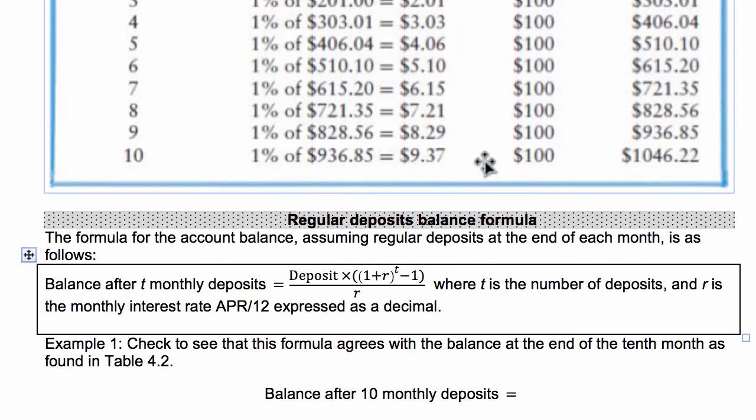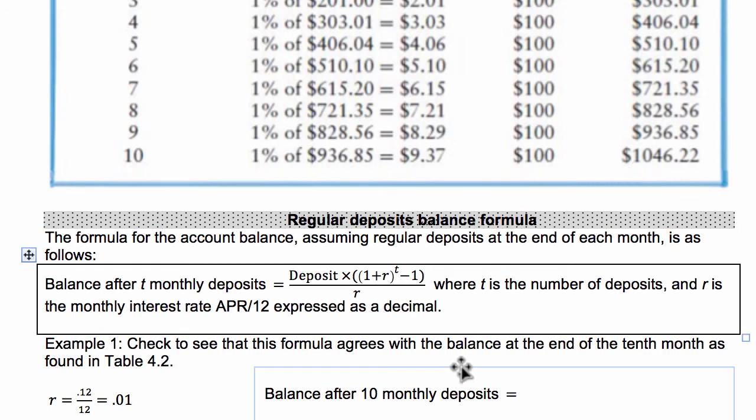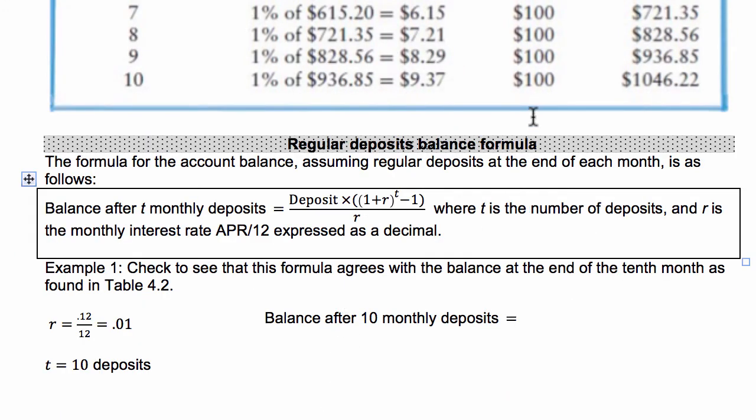Recall, in the scenario above, the APR was 12%, or 0.12. This means R, our monthly interest rate as a decimal, is equal to 0.12 divided by 12, or 0.01. That matches the 1% interest rate that we've been using to help calculate our monthly balance. Since we are looking for the balance after 10 months, and we make one deposit per month, T, the number of deposits, is equal to 10. Finally, the amount we deposit each month is $100.